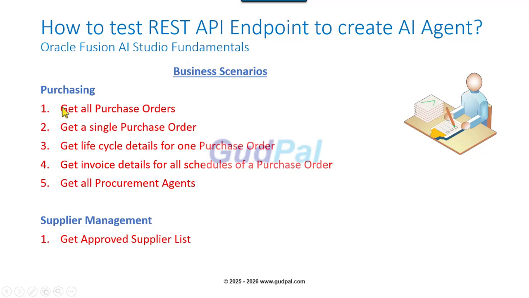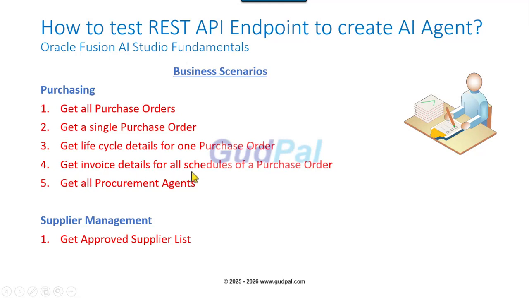Okay, so here you have purchasing. You've got the get all purchase orders endpoint, and then there's an endpoint to get a single purchase order. Then you can get the lifecycle details of one purchase order. In other words, you would know where the purchase order stands at any point of time. For example, the purchase order has been approved, it has been received but not yet invoiced or paid.